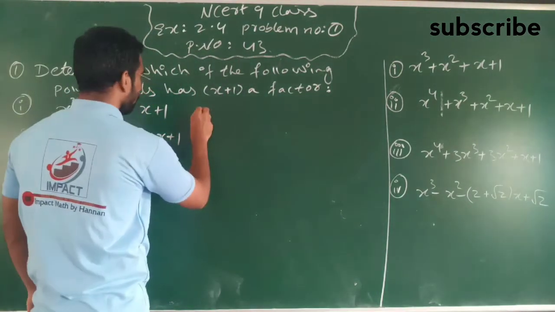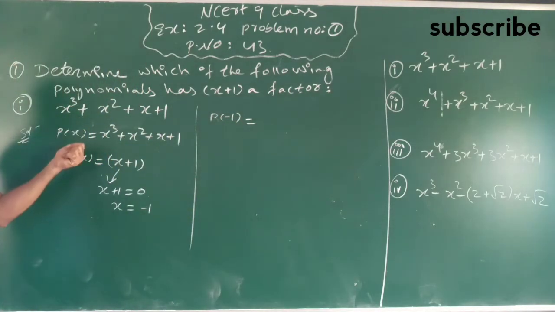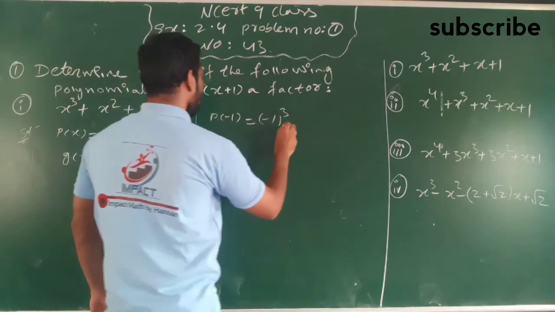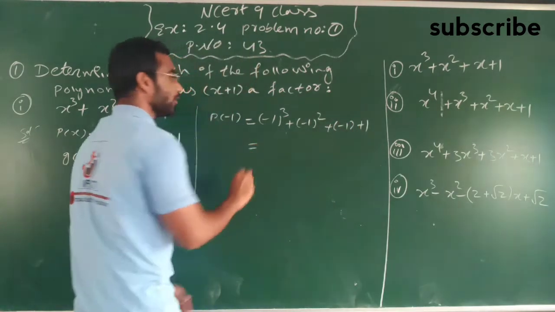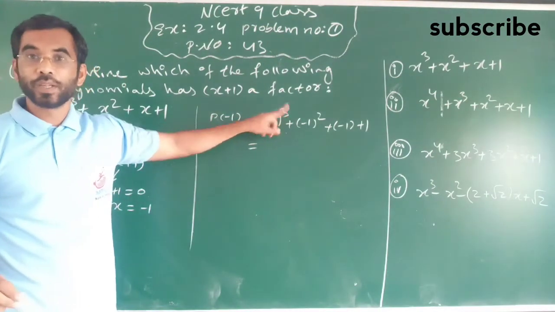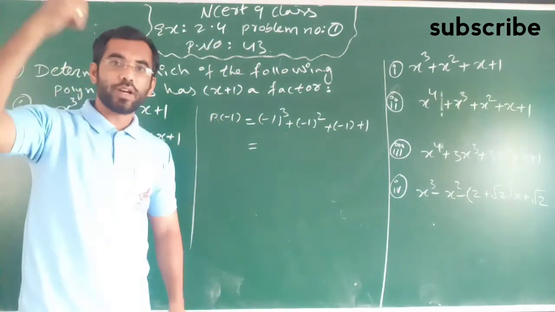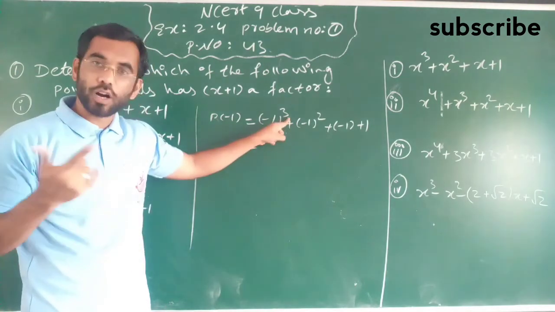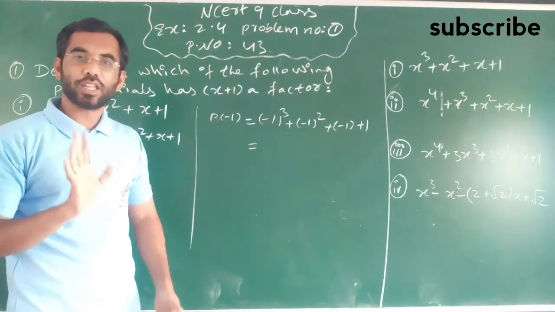Now p of minus 1 equals: wherever we have x, we substitute minus 1. That is minus 1 cube plus minus 1 square plus minus 1 plus 1. Remember, if the power is even and the base is negative, the answer will be positive. If the power is odd and the base is negative, the answer will be negative.